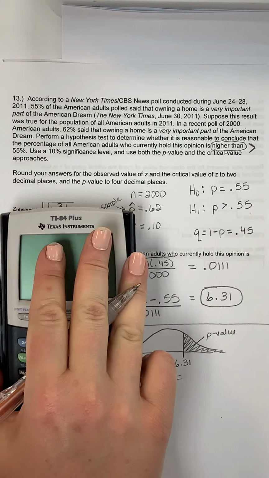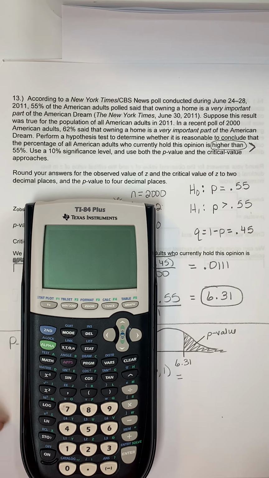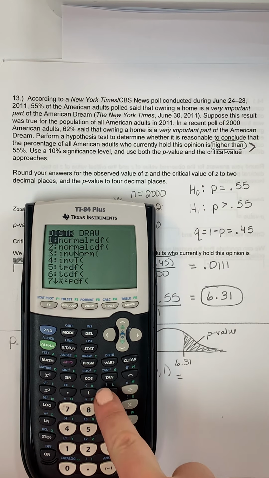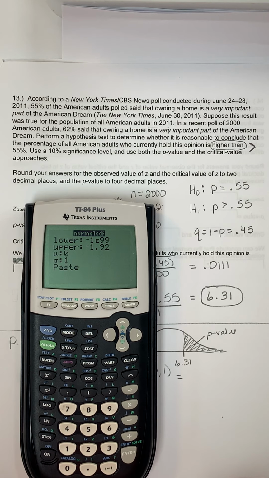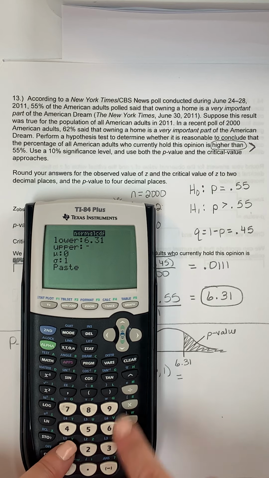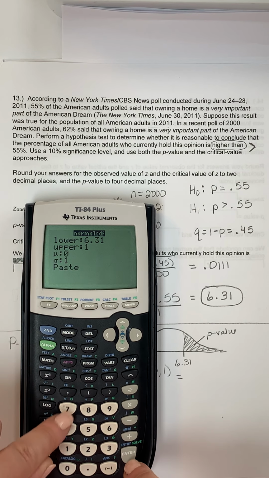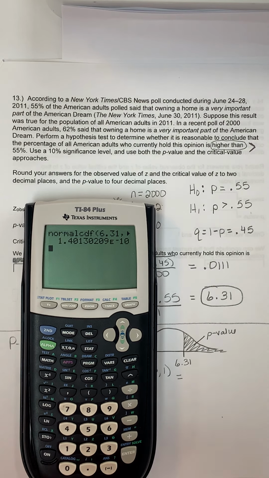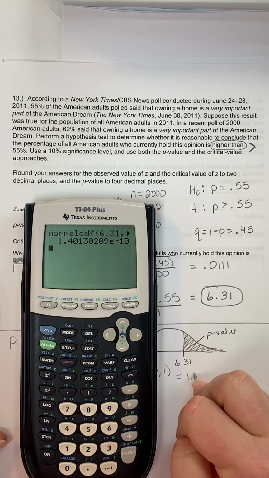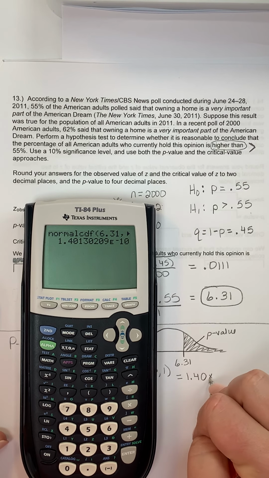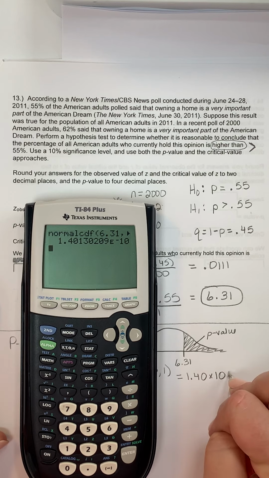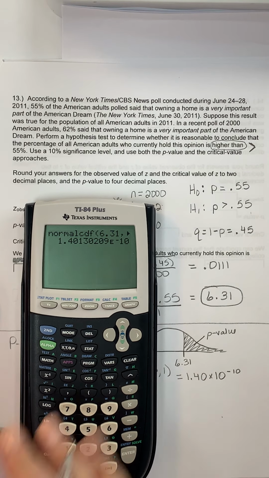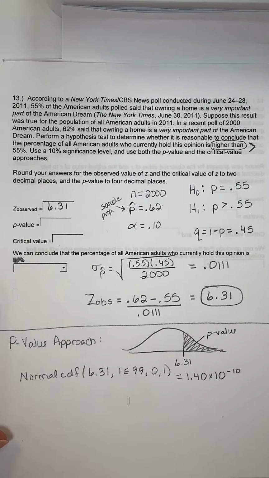Okay, so here we go. I'm going to go second vars down to normal CDF. My lower bound is 6.31. My upper bound is positive infinity, 0 and 1. And, ooh, I get a really weird p-value. 1.40 times 10 to the negative 10th. That's an itty bitty p-value.